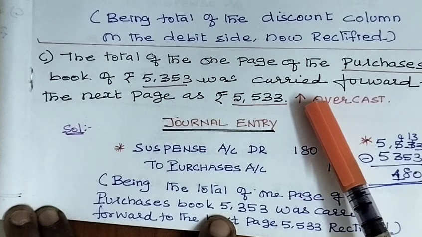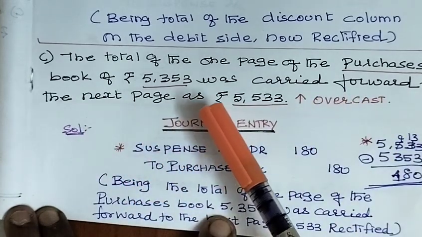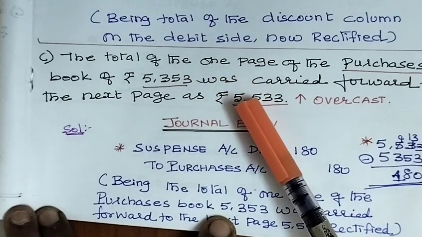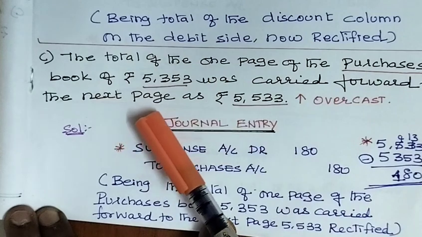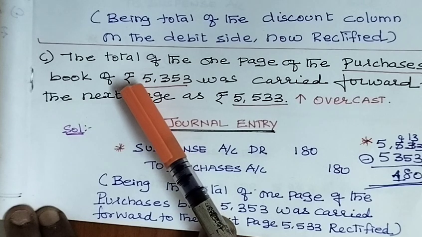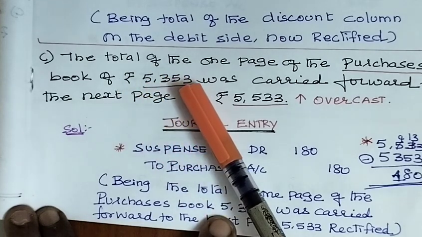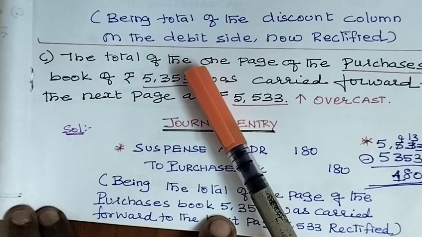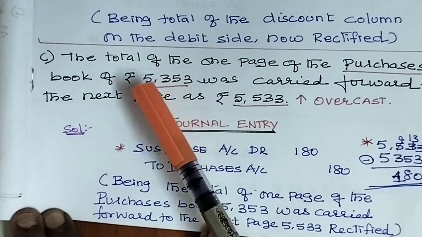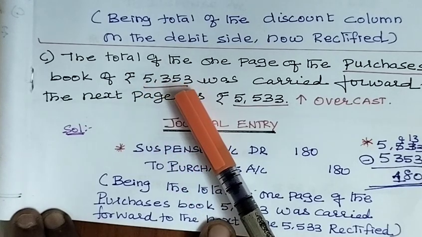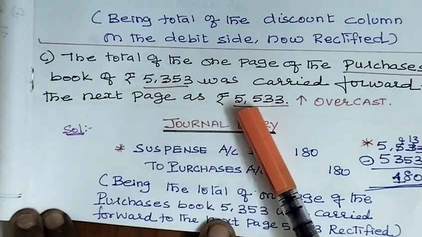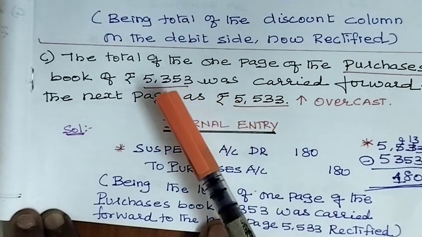The total of one page of the purchases book, rupees 5,353, was carried forward to the next page as rupees 5,533. What does this transaction tell us? On the first page of the purchases book they entered 5,353, but when carried forward to the next page they entered 5,533. The amount is the error.